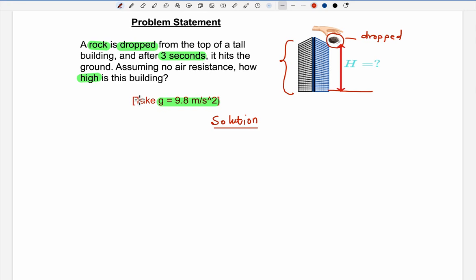So to solve this problem, I'll first draw the building. So this is the building and this is the ground. With this, I have the rock that is dropped. And then we know that when this object is dropped, it is going to fall freely under the influence of gravitational pull.